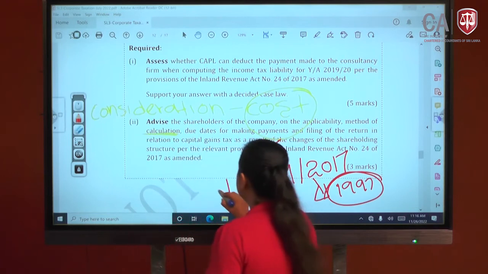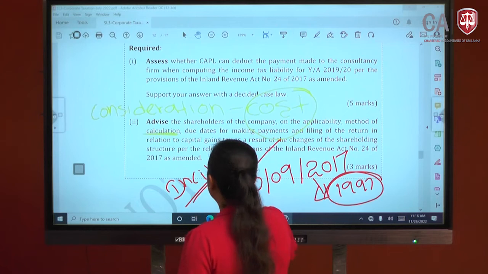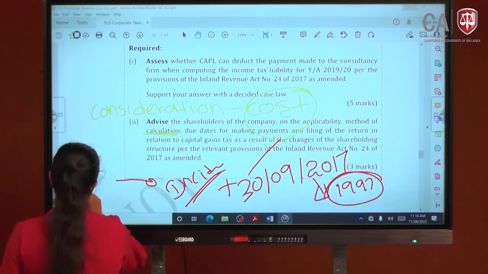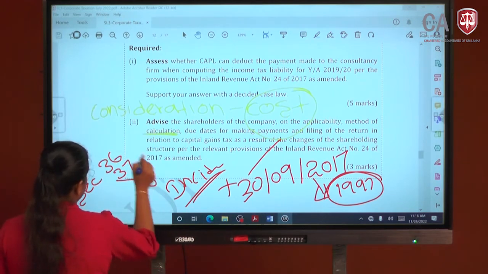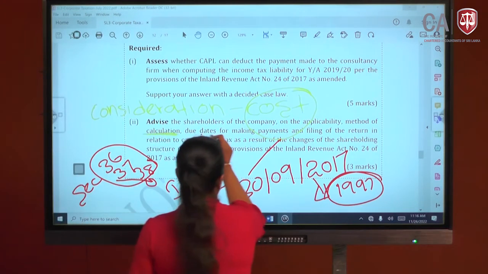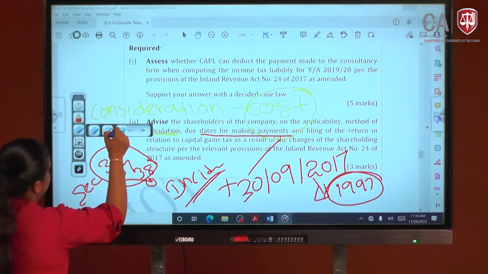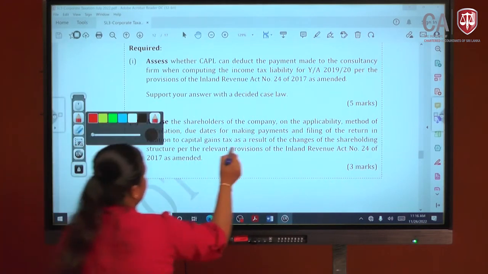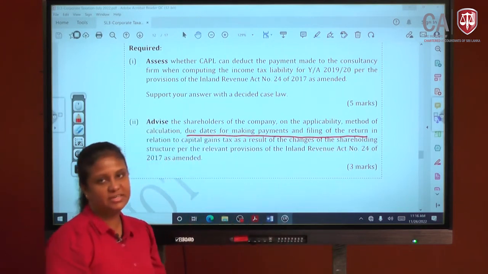Then plus any incidental expenses on selling you have to take. That's the calculation, the application of sections 36, 37 and 38 you have to take. Done. And the dates of making the payments and return filing, very easy. Date of making the payment, due dates for making payment and the filing of the return.